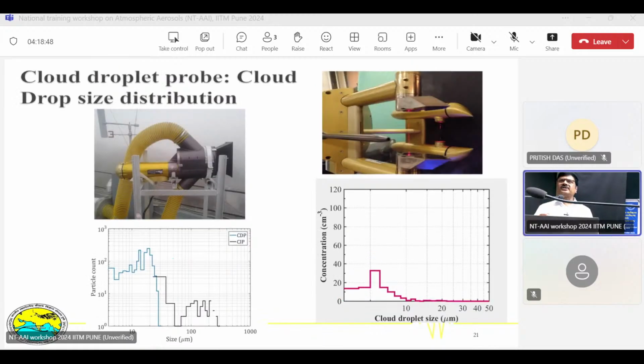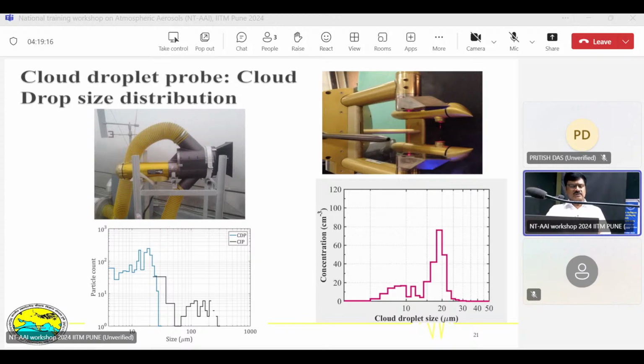So if you want to measure cloud drop size distribution, cloud microphysics, you need to have some cloud probe. These probes are based on optical principles. You can see the scattering, and based on scattering, you try to see size and its number.